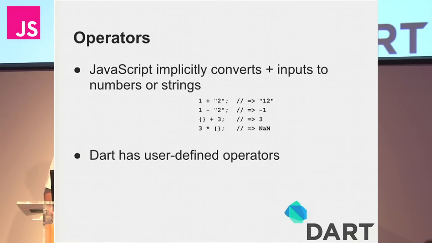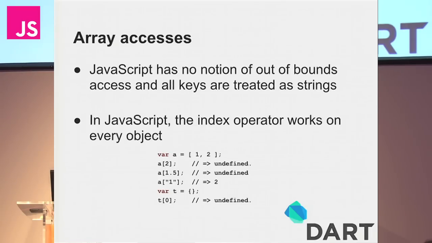And the second one is that in Dart we have user-defined operators, so we allow overriding the plus operator, the minus operator, and so on. Therefore we cannot just compile to the JavaScript plus, because for many objects it wouldn't work. And finally, in a similar area, are the array accesses. In JavaScript, array accesses are not checked for out of bounds, or what the key actually is.